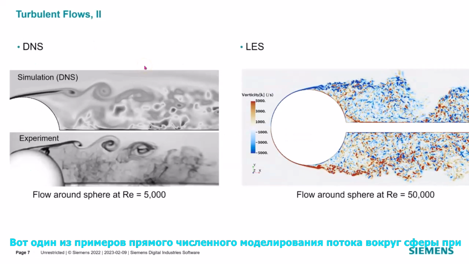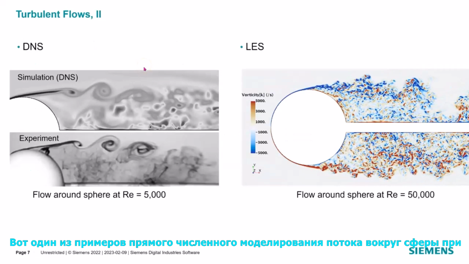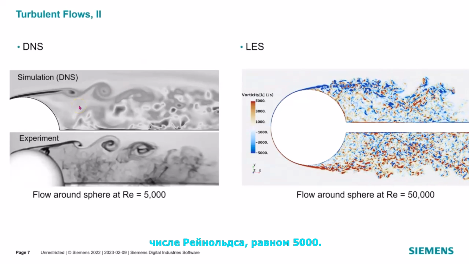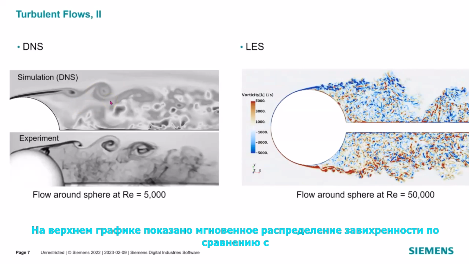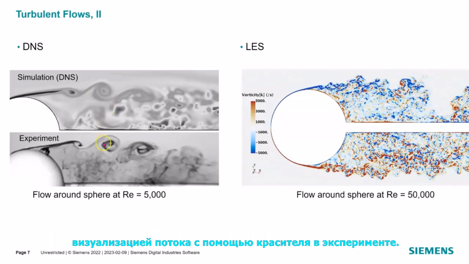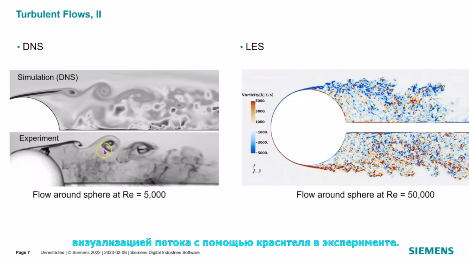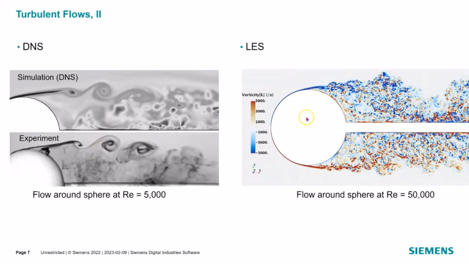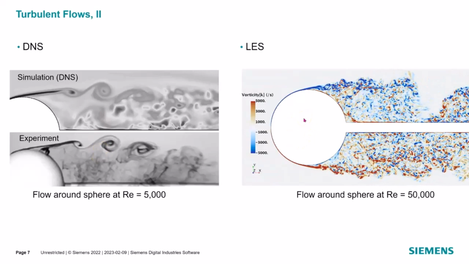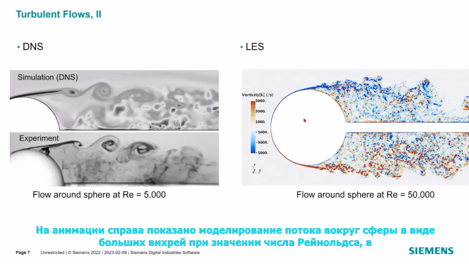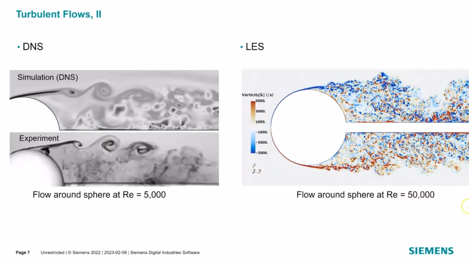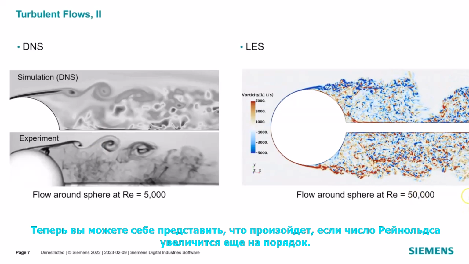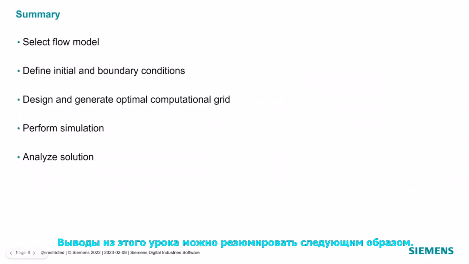Here is one example of a direct numerical simulation of flow around a sphere at the Reynolds number of 5000. The upper plot shows the instantaneous distribution of vorticity compared to the visualization of the flow using dye in an experiment. The animation on the right shows large eddy simulation of flow around a sphere at a 10 times larger Reynolds number equal to 50,000. You can now imagine what happens when the Reynolds number is increased by another order of magnitude. The conclusions from this lesson can be summarized as follows.